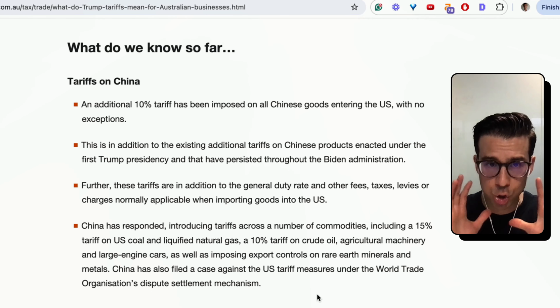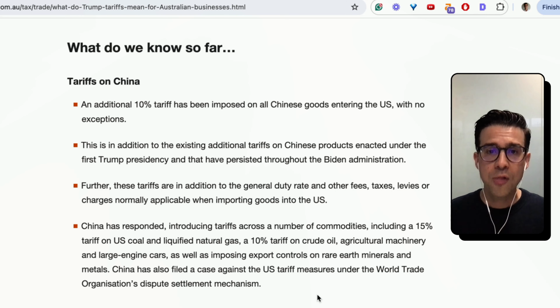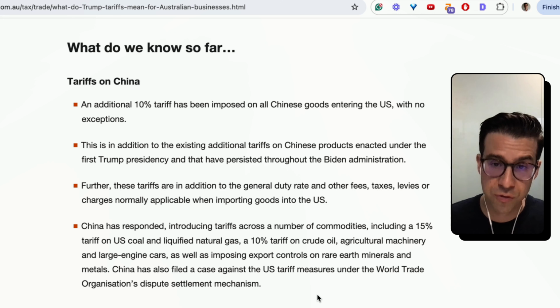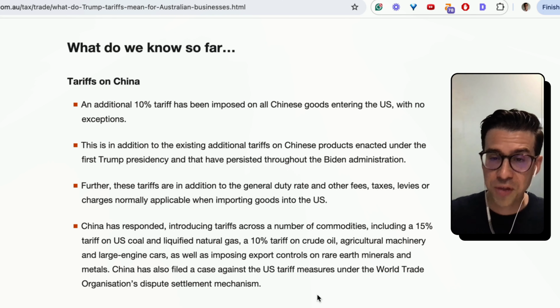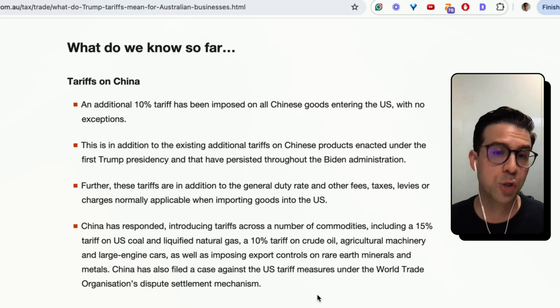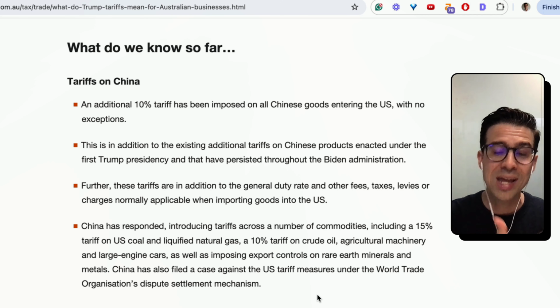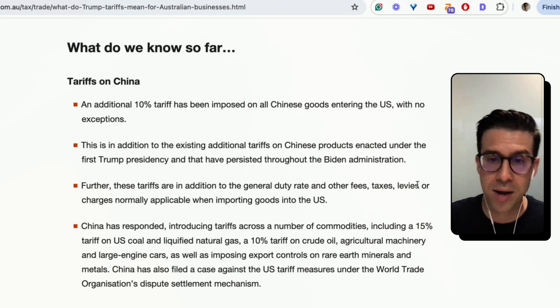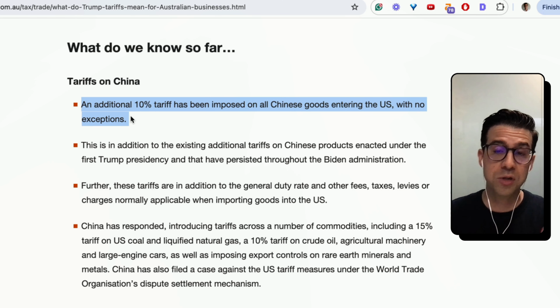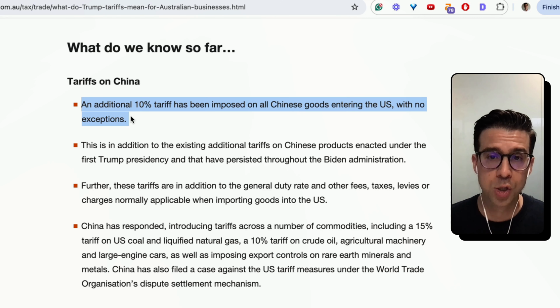Well, the first thing is tariffs on China. Now, note, this is an additional tariff to what Trump originally implemented in his first administration, because the one thing that the Trump and Biden administrations agreed upon was the position on China in relation to trade. And so Trump's original tariffs and protection were continued under the Biden administration. Ultimately, therefore, this is an additional 10% imposed on all Chinese goods entering the US, with no exceptions. So it's a very significant broad brush tariff.